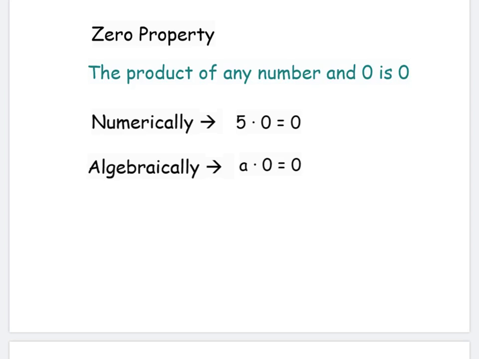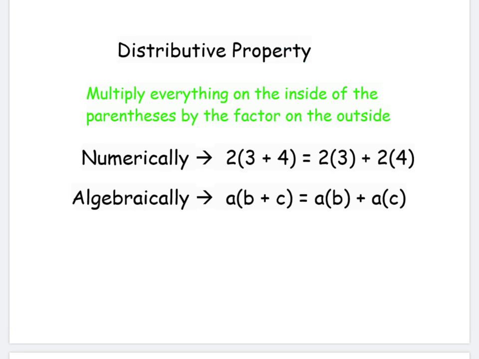Then you have the 0 property. This means anything times the number 0 is always 0. So 5 times 0 is 0, a times 0 is 0. Then you have the distributive property. If I was given the top example numerically, I would not have necessarily done the distributive property, because the distributive property takes the factor on the outside, in this case 2, and distributes it to both numbers on the inside. So I'd have 2 times 3 and 2 times 4, and then I can add them together because there's an addition sign in the middle.